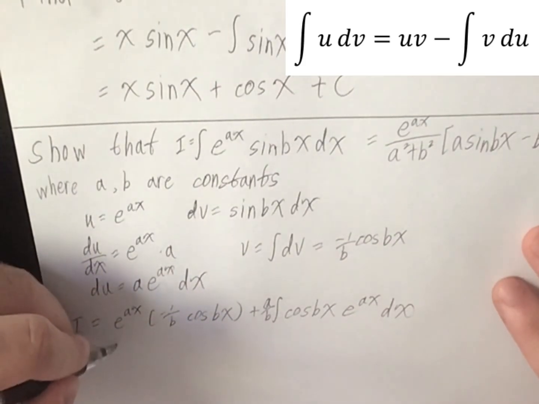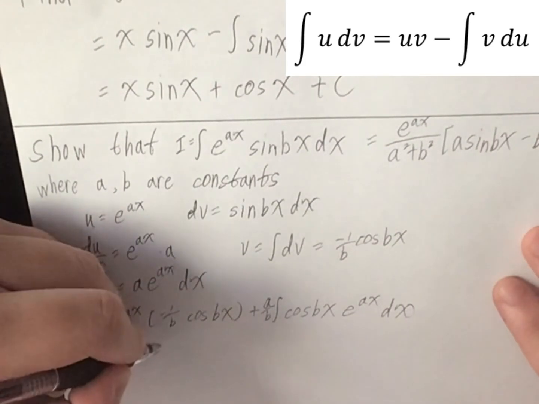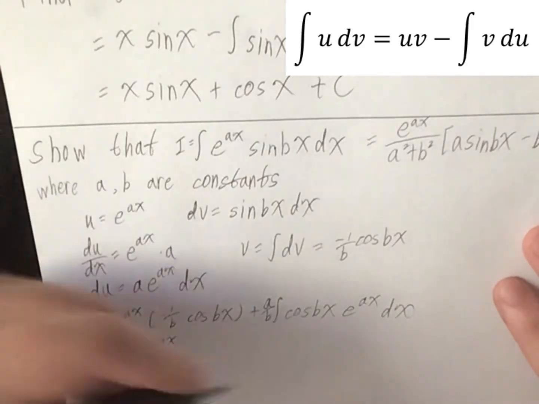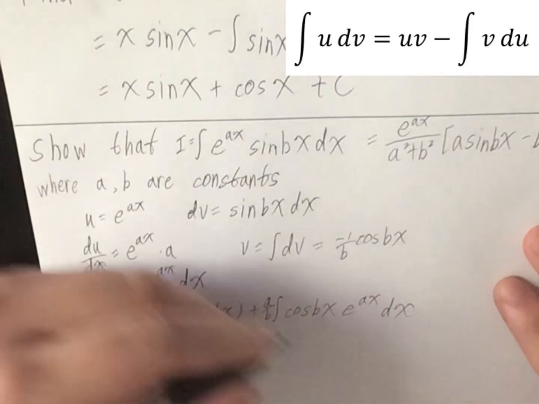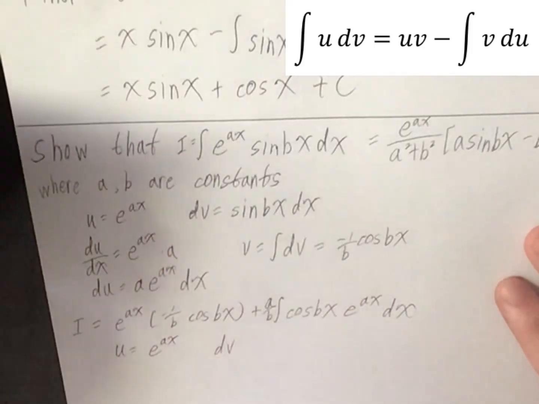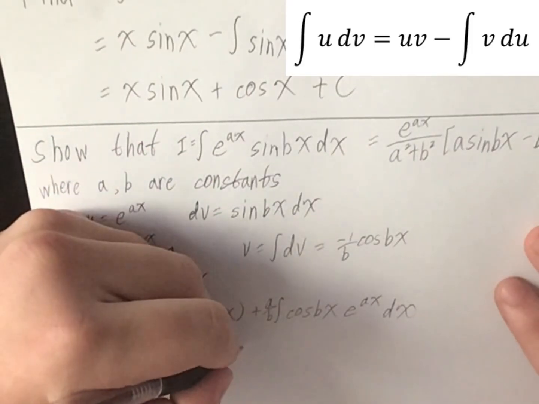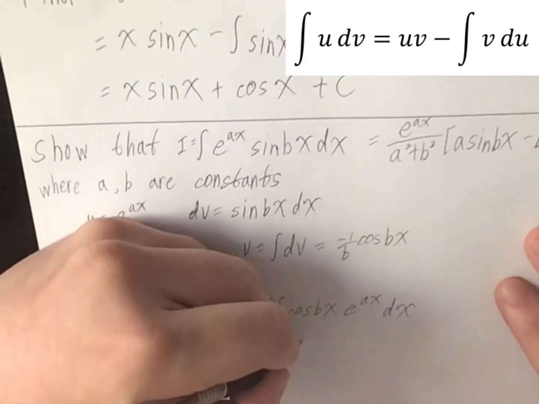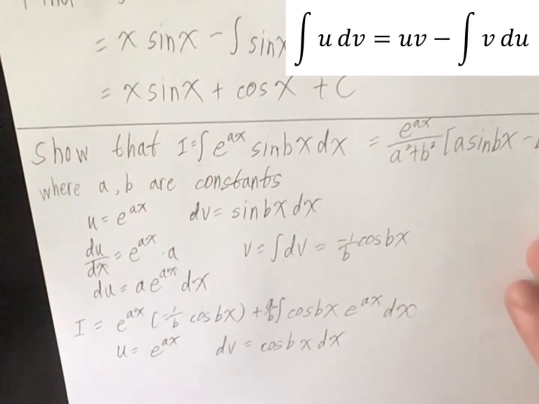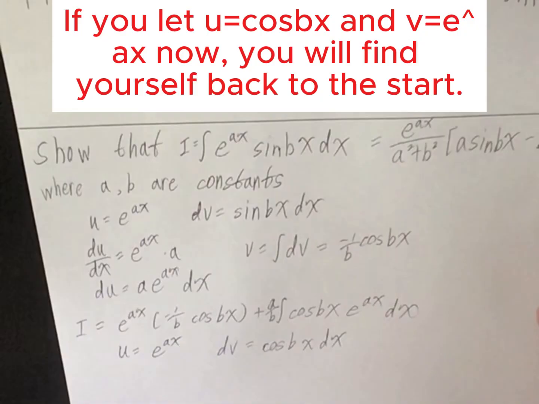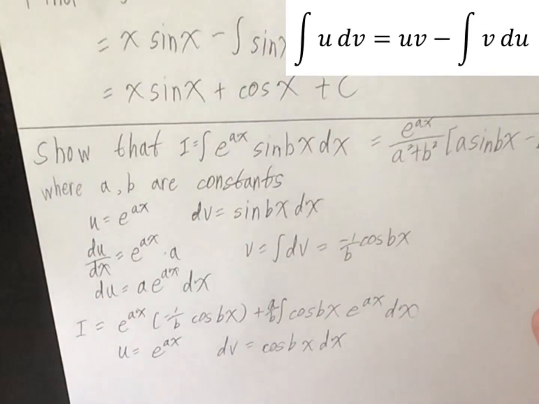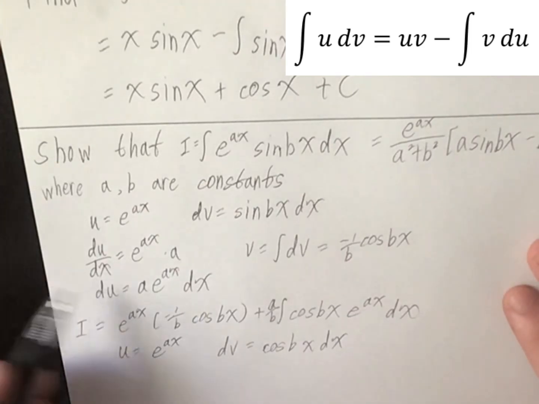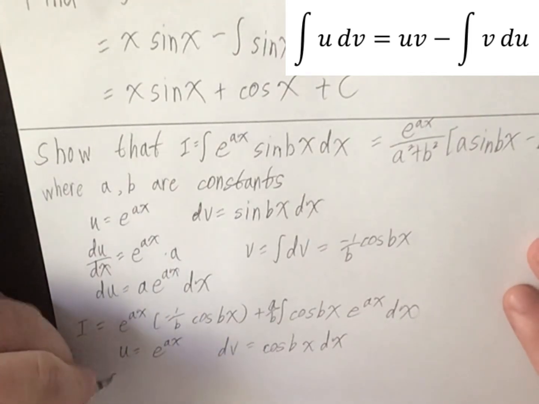You need to let u still equal e to the power of ax, and dv, but now dv is this thing, because the integral has changed slightly, because of cosine of bx, and then dx. And then just do the same thing. Du is basically the same as this one. I'll write it again for you.